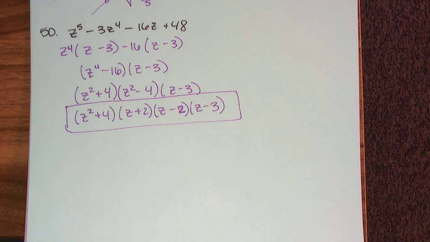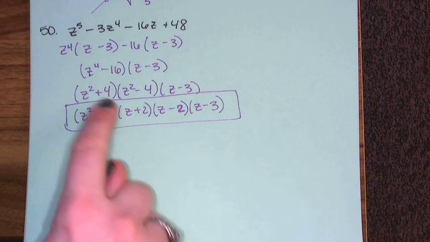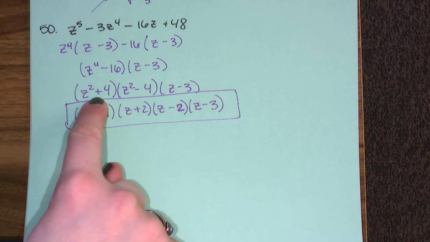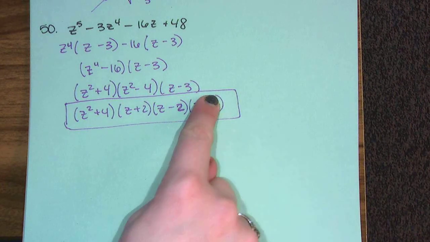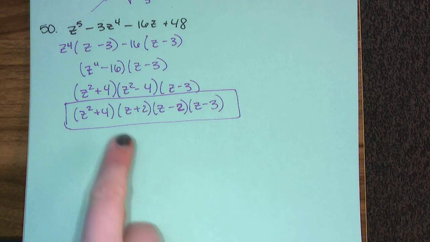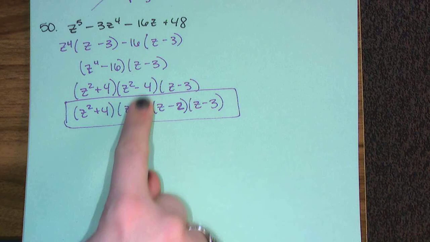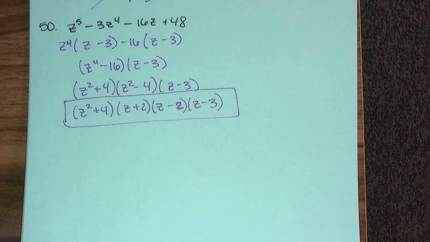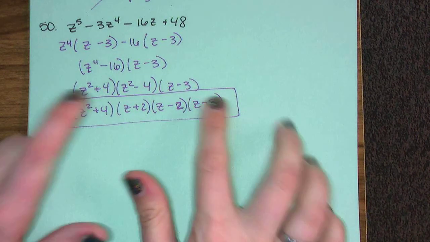Okay, so you take z to the fourth out of the first two pieces to leave you with z minus 3. And you take negative 16 out to leave you with z minus 3. So those match. So then z to the fourth minus 16 and z minus 3. So this is a difference of squares that factors into z squared plus 4 and z squared minus 4. And then obviously we're still bringing down the z minus 3. And then z squared minus 4 factors into z plus 2 and z minus 2. And then the other stuff, you just bring it down.